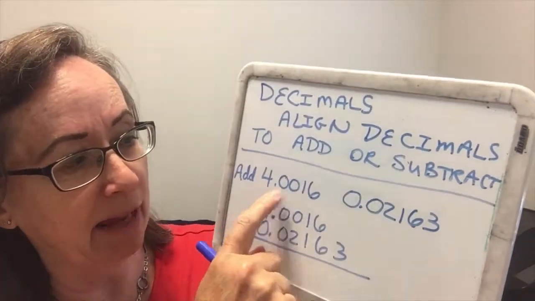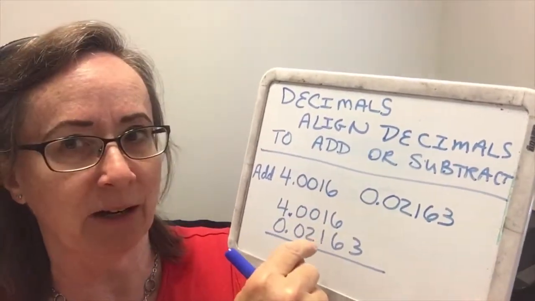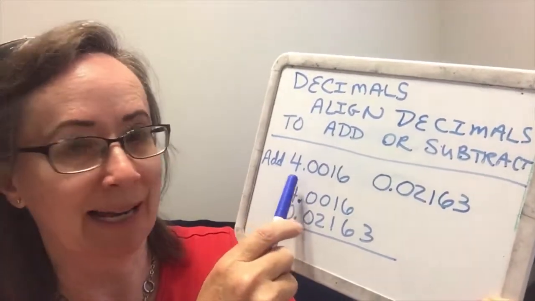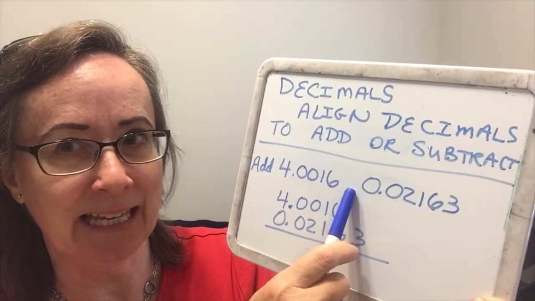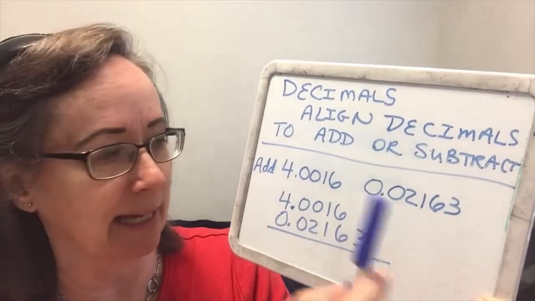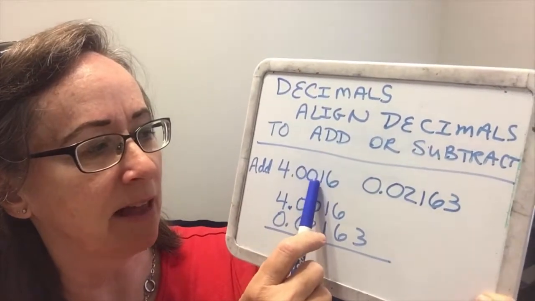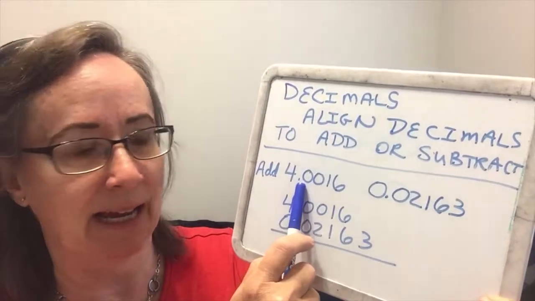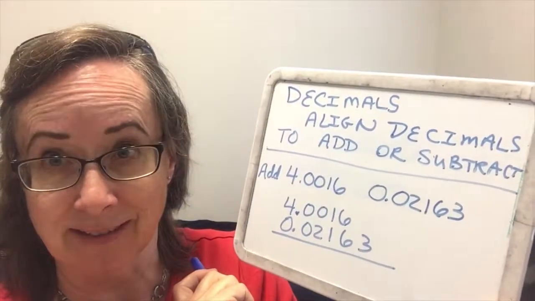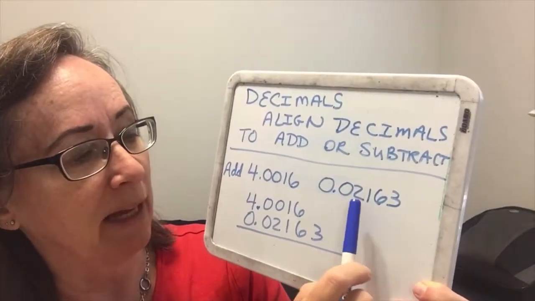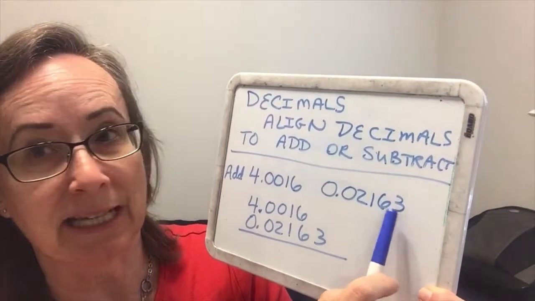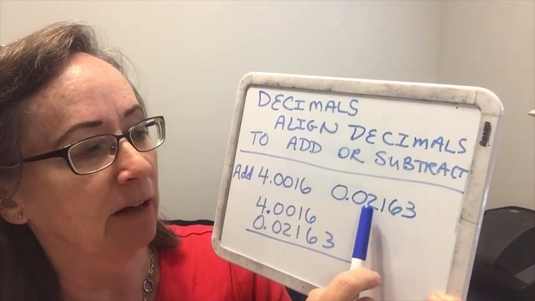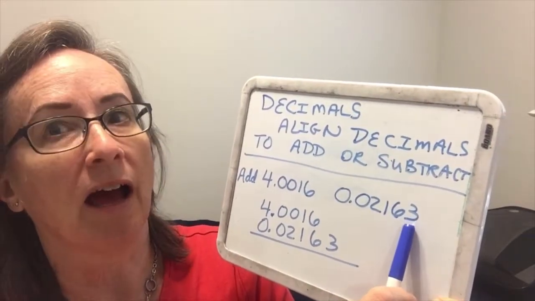4.0016, and we haven't talked about it much in here, but how would we read that decimal? Let's practice. 4 and 16, now we have to remember which place that is. Tenths, hundredths, thousandths, ten thousandths. So we would say 4 and 16 ten thousandths. This one would be 2.163, and then I've got to name that place. So tenths, hundredths, thousandths, ten thousandths, hundred thousandths.